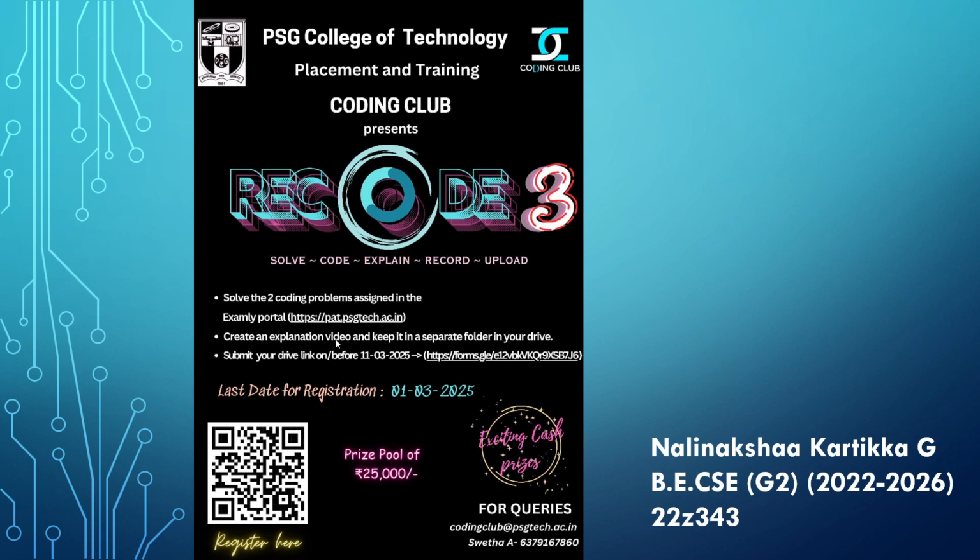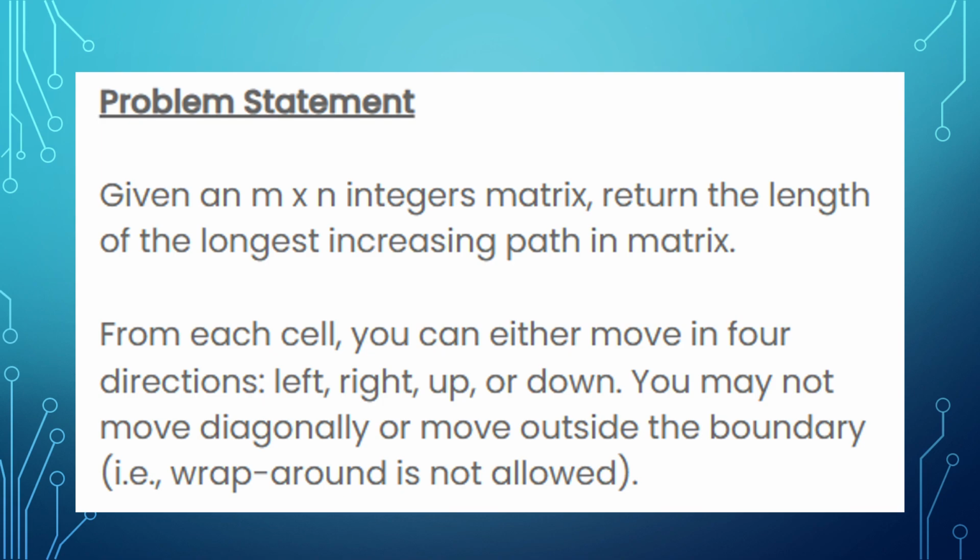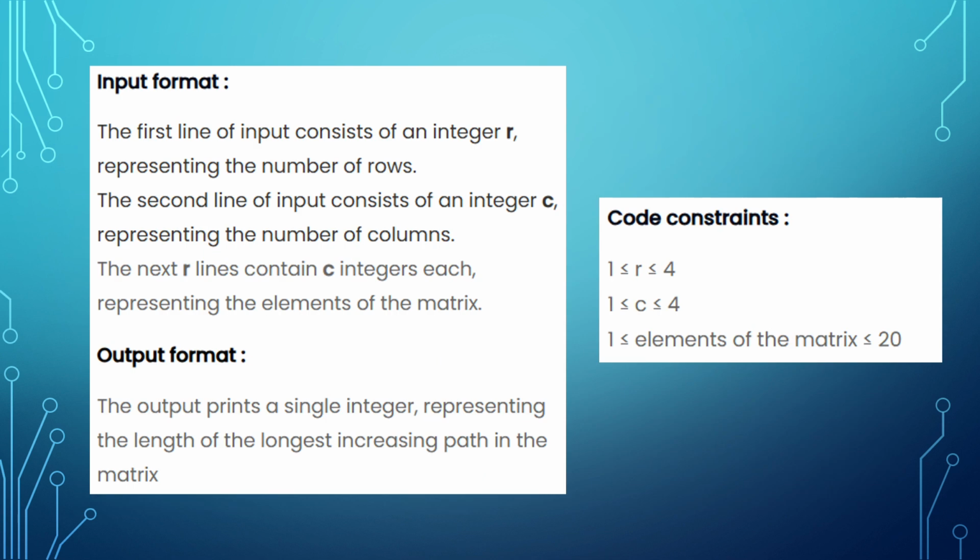So now let's quickly take a look at the first problem statement. It states that given an m cross n integers matrix, return the length of the longest increasing path in the matrix. From each cell, you can move in four directions, that is left, right, up or down, and we may not move diagonally or move outside the boundary, which means we can't go outside of the grid. Now let's see the input and output format for the same.